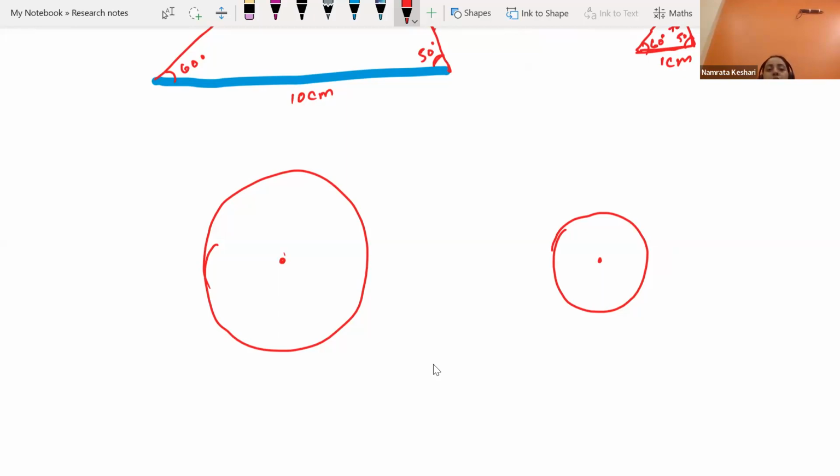So if I am saying the radius, in a circle we talk about the radius, right? So if I am saying the radius of this circle is 5 and the radius of this circle is 2 centimeter, now we will check whether the ratios are the same or not. So are you getting the idea that with what we will compare the ratio?